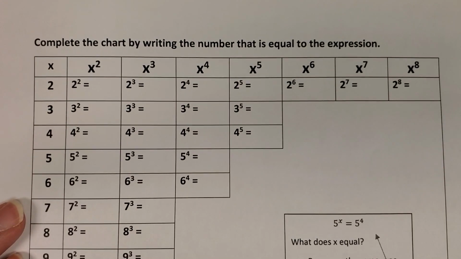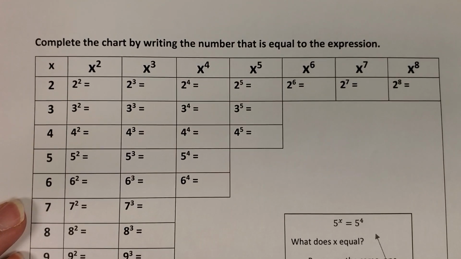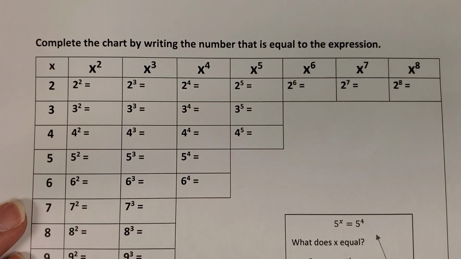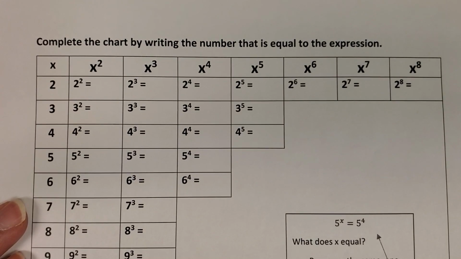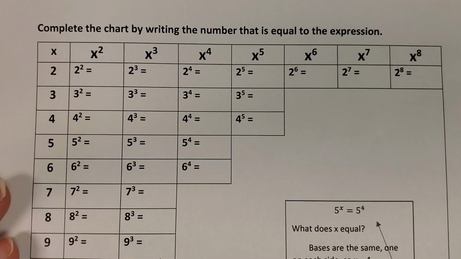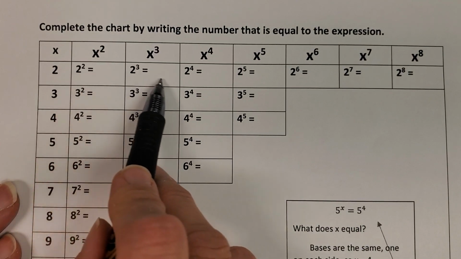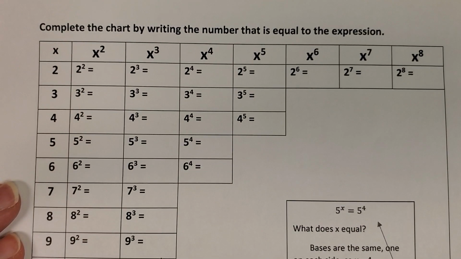For your asynchronous work, you are going to complete this chart, which is on page 7 of your note packet. You can do that with a calculator. I'm going to do some of it with you just to show you, but you need to complete it for your asynchronous work and have it ready to use next class period because we're going to be using this chart when we solve our equations. All you really need to do is figure out what each of these equals and write it in.